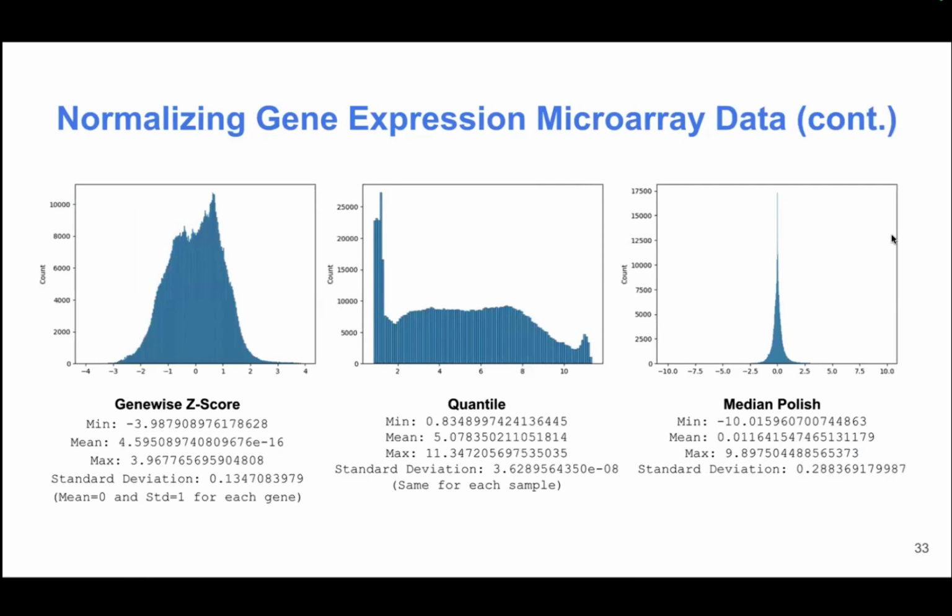Then we take a look at applying our gene-wise z-scoring that we talked about earlier, our quantile normalization, and our median polish methods to this log-transformed data, and we'll see how our distributions change. With our gene-wise z-score, we get a more normal distribution once again, where we can take a look at specific values that are more highly or lowly expressed than we expect them to be. Again, to note, for each gene we will have a mean of 0 and a standard deviation of 1 for each row in our matrix.